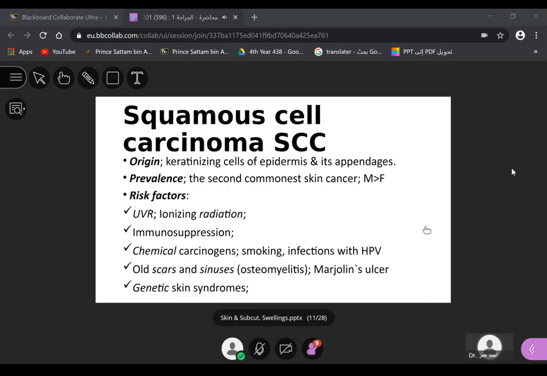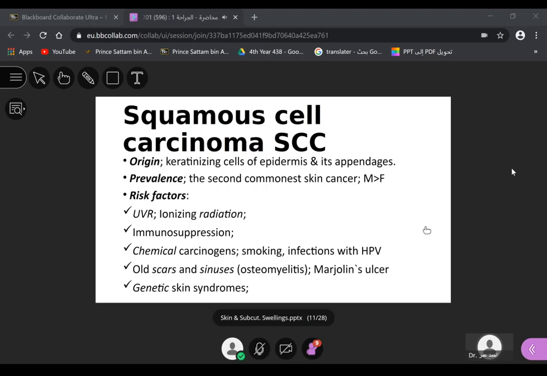Just to remind us, one question for you: from where does basal cell carcinoma arise? From the basal layer of the epidermis. Yes, from stem cells or pluripotent cells, cells which have the capacity to divide. While in squamous cell carcinoma, the tumor arises from keratinized cells in the epidermis and its appendages.